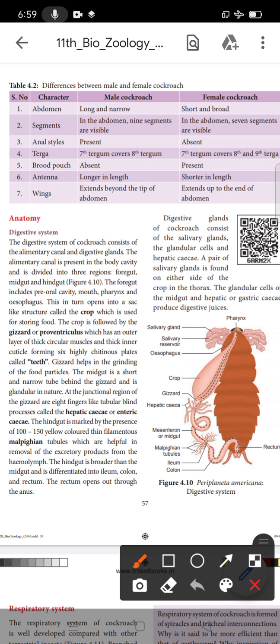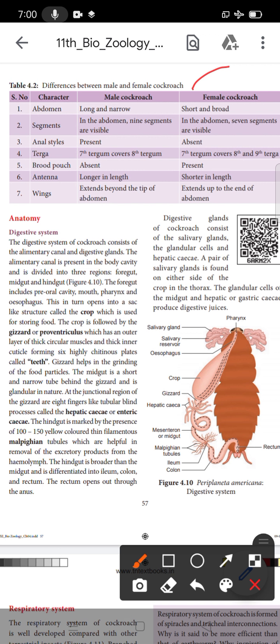Today we will discuss the topic 11th standard biology, organ and organ system in animals. Next topic, the difference between male and female cockroach. Already you know the cockroach is of the Arthropoda family, it is an insect. In the last class we finished the morphology structure. Today we will discuss the difference between male and female cockroach.